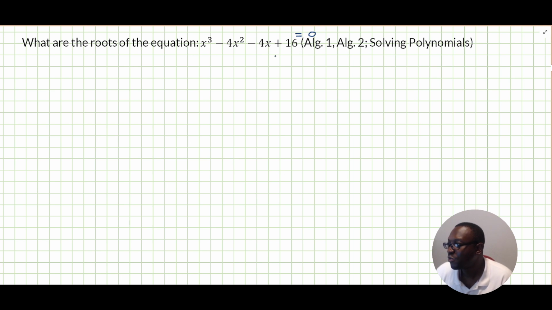The hint here is to remember that you can solve polynomials by grouping. Solving polynomials by grouping. Let's see, what are the values of x? That's what it means. What are the values of x that make this equation true?